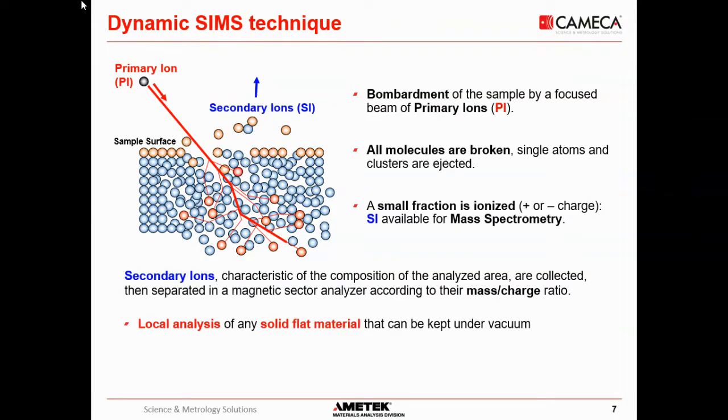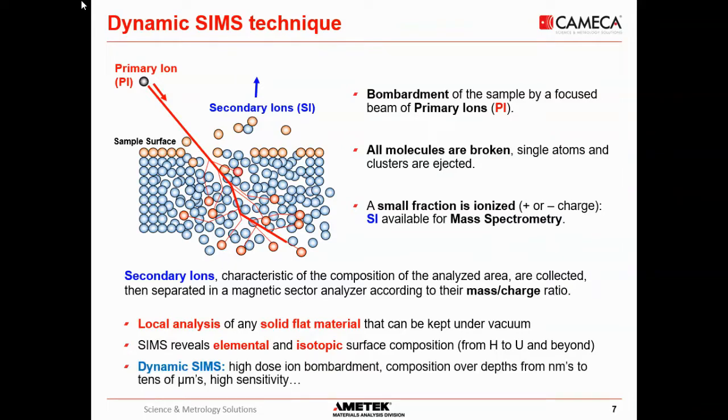SIMS allows in situ local analysis of any solid material. The only constraint is that it needs to be a flat surface. Of course, this material needs to be compatible with high vacuum. SIMS reveals both elemental and isotopic composition, for quasi all species of the periodic table, from hydrogen to uranium and beyond.